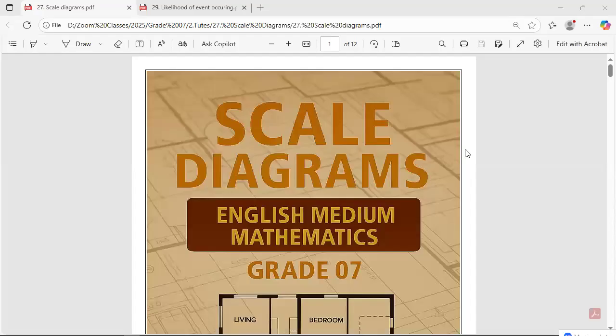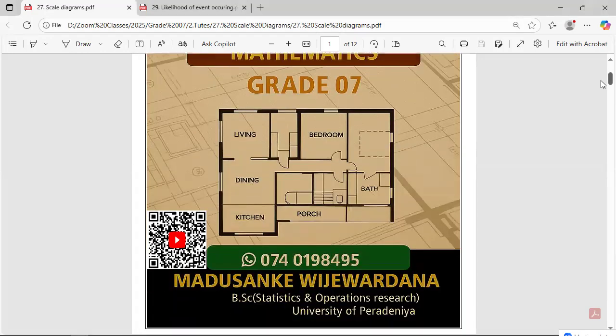Right. So this is our new lesson, which is scale diagrams. This one is a very easy lesson. This is the last lesson that we have to do, right? So the 27th lesson, scale diagrams. I have given you the tube, right?